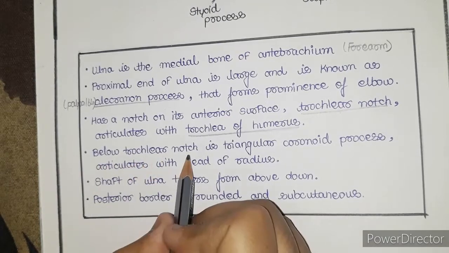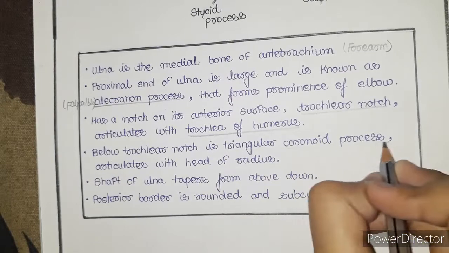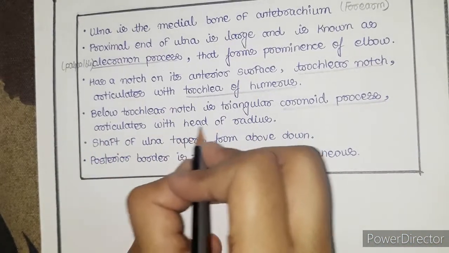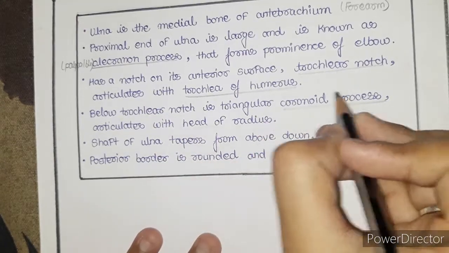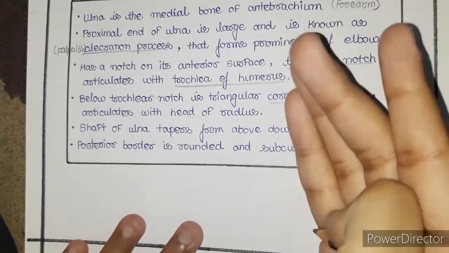Below trochlear notch, just below the trochlear notch, we have the triangular coronoid process, which is going to attach or articulate with the head of radius. As I have told you, अल्ना और रेडियस खुद भी आपस में एक दूसरे से अटैच होते हैं, अपर एंड पे भी और लोअर एंड पे भी.